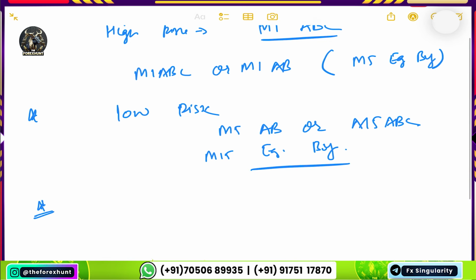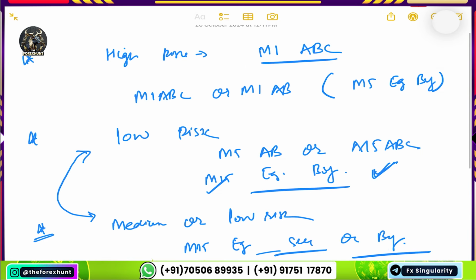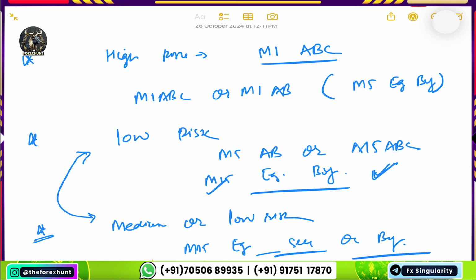And the third one, if you want medium or low risk confirmation, you can simply look for M15 engulfing buy. These two areas are the same, but if AB plus M15 engulfing buy happens, it is a very low risk area. If you want medium risk, you can directly enter with M15 engulfing sell or engulfing buy as well. But ABC is important for taking confirmation within the zone, okay?